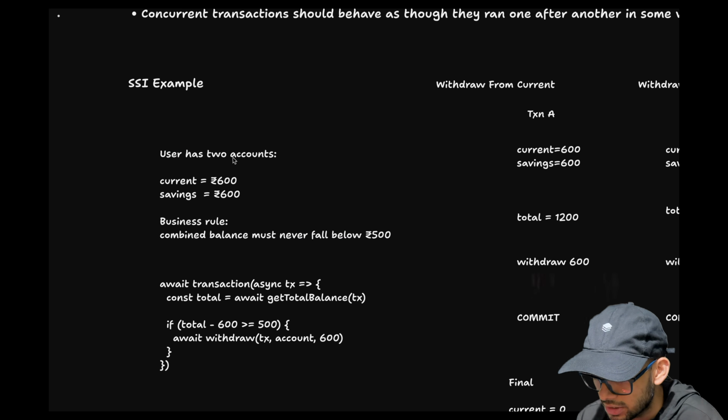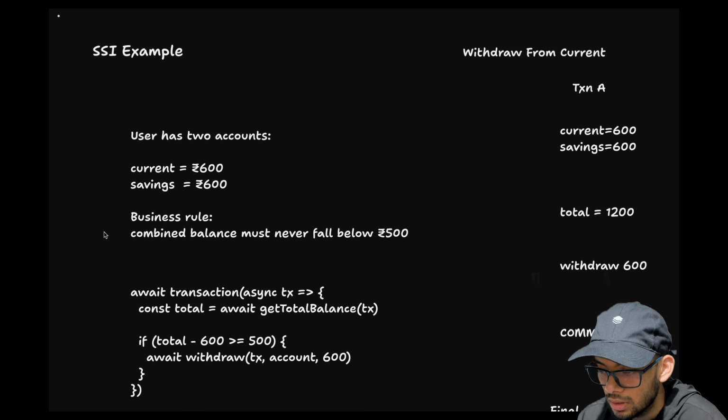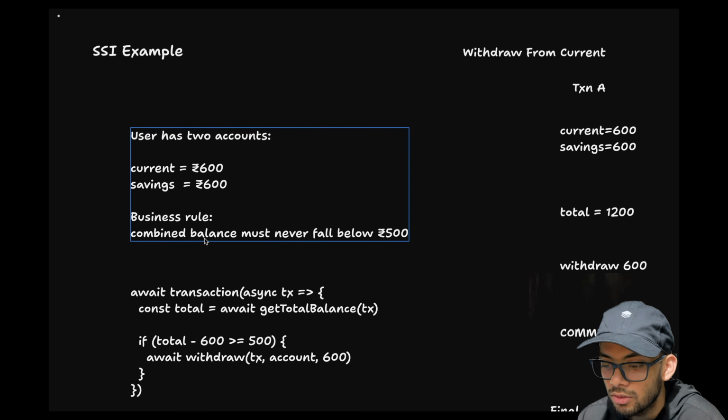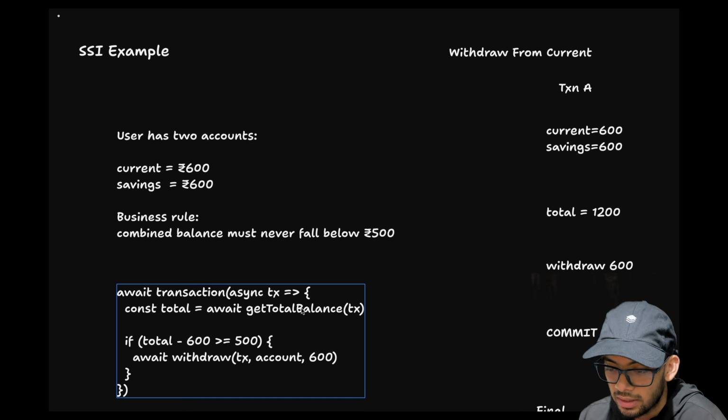Again, let's take an example. Let's say a user has two accounts, current and savings, both with 600 rupees in them. And we have a business rule that the combined balance must never fall below 500. Say the use case is that the user wants to withdraw 600 from his account. The developer logic is that we first read the balance, and if deducting the withdrawal amount from the total leaves it greater than 500, we withdraw it.